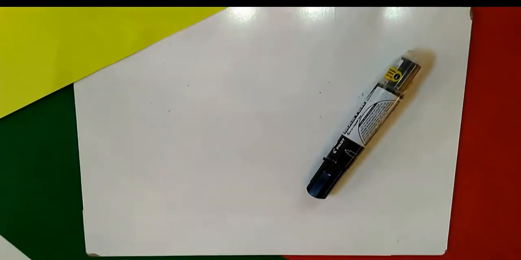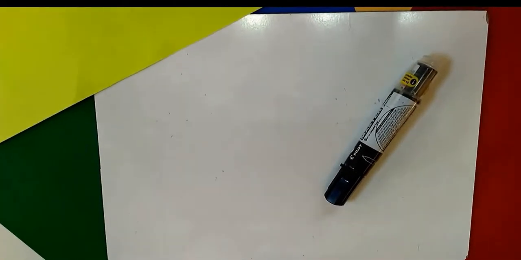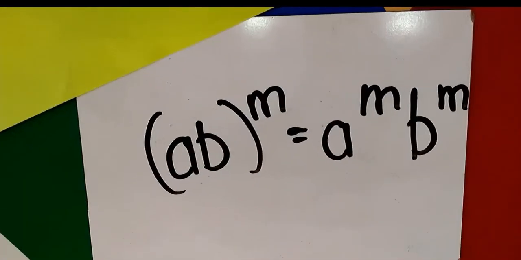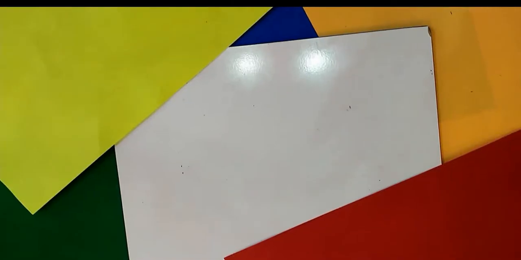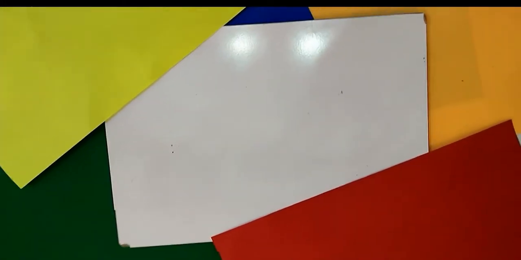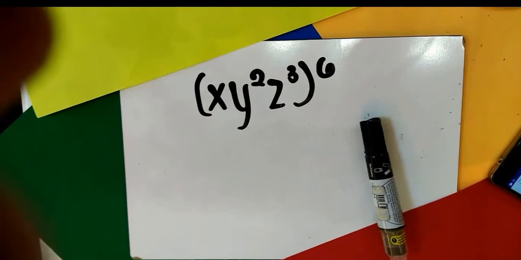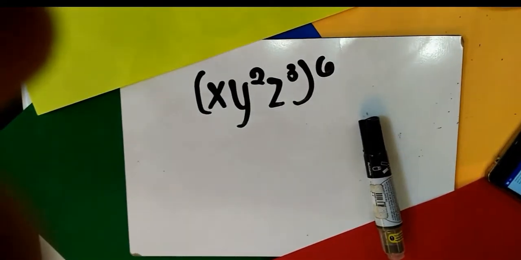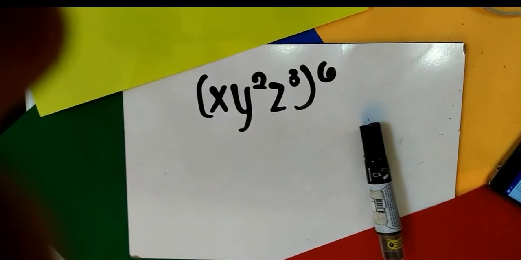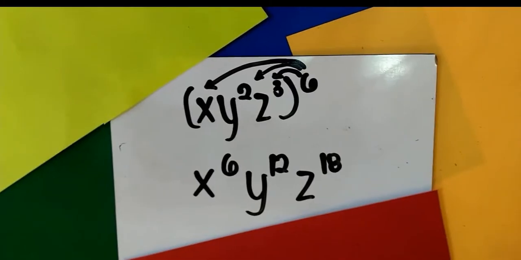Since we know the basics in exponents, we can now move on to the lesson, which is the third law of exponent. The third law is mainly about distributing the exponent to the numerical coefficient or the base. For example, the quantity x, y squared, z cubed, raised to 6.